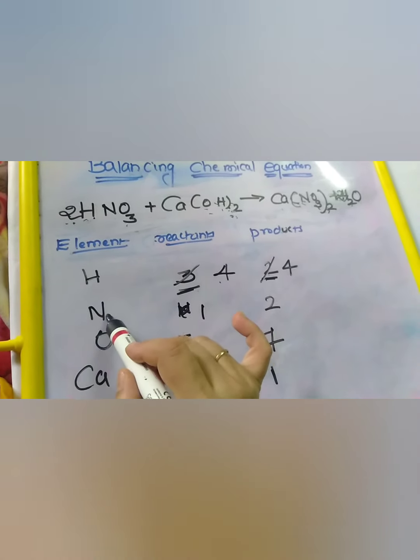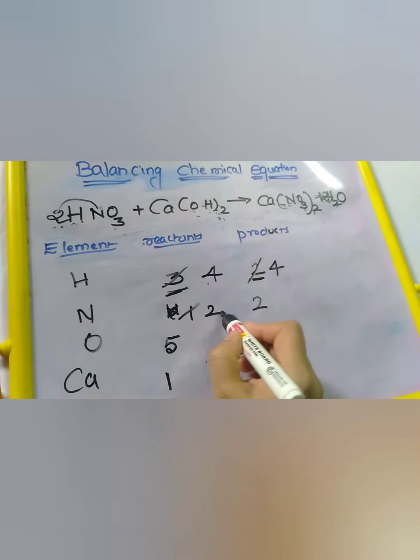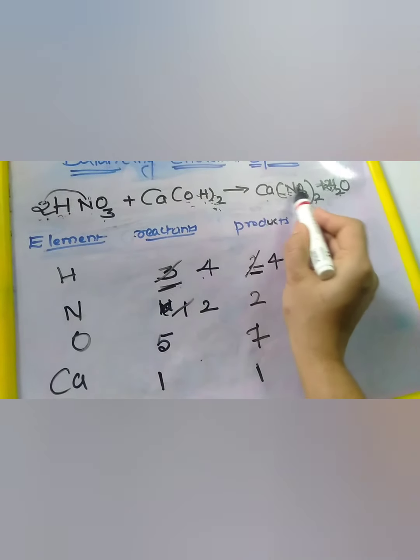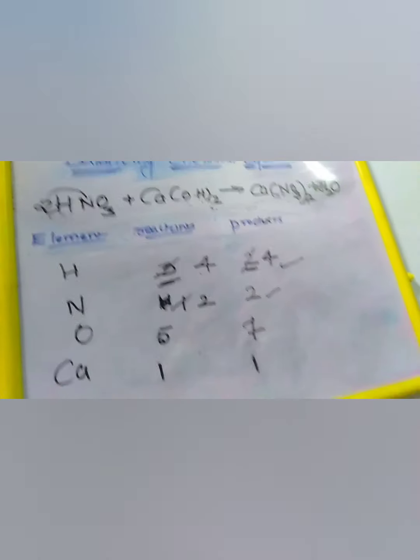See here, now N: previously it was 1 here, now it becomes 2 here, 2N. N is 2 now. What about here? Let us see. N is 2, N2. Oh, this is also balanced. Very good. N is 2, N is 2 here.